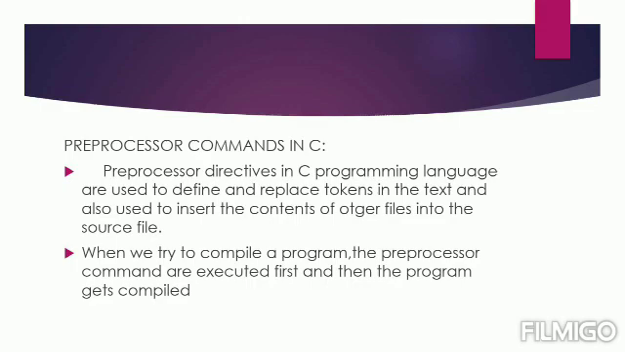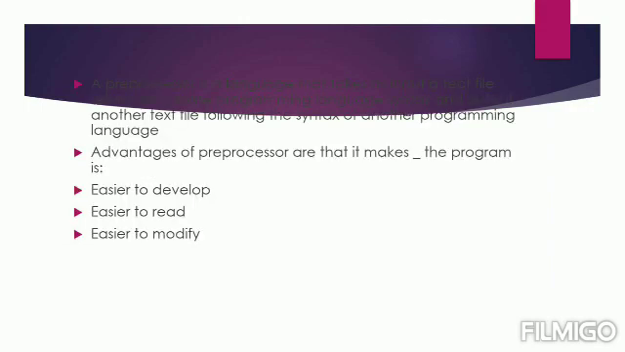The preprocessor directives in the C programming language are used to define and replace tokens in the text, and also to insert the contents of other files into the source file. When we try to compile a program, preprocessor commands are executed first and then the program gets compiled.